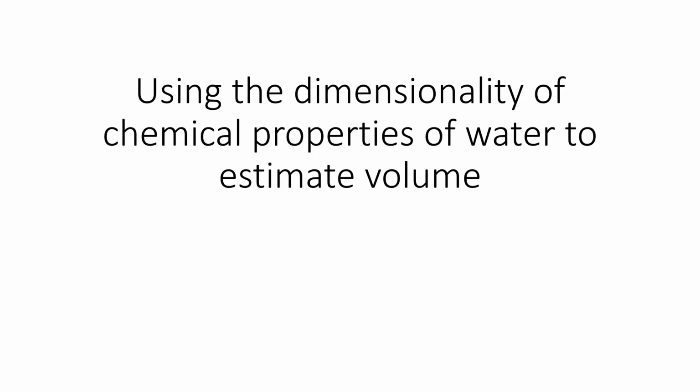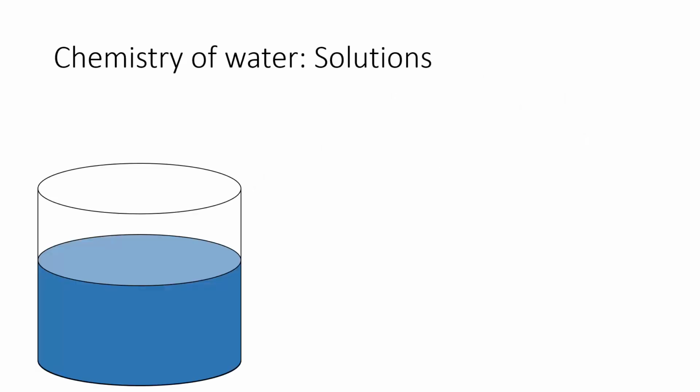We've been talking about the dimensionality of physical properties of water. Now I'd like to move on to the dimensionality of some chemical properties of water and how we can use those in a way to estimate some of the physical properties of water they're related to. In particular, I want to review some of the concepts of solutions.